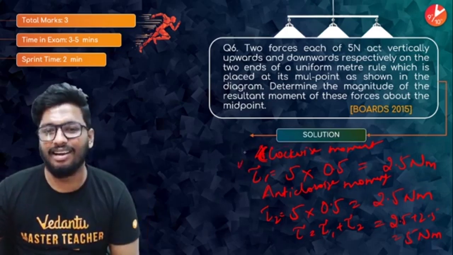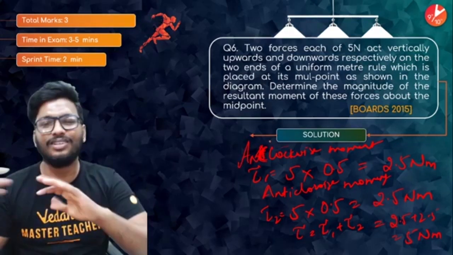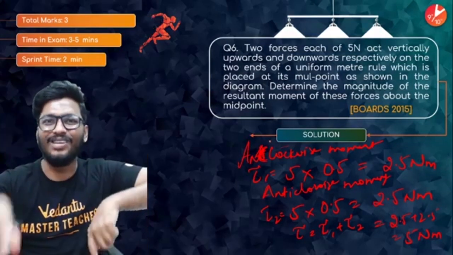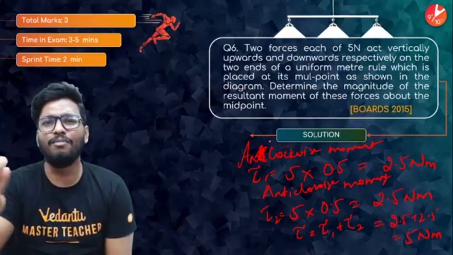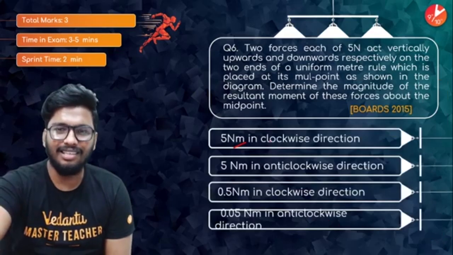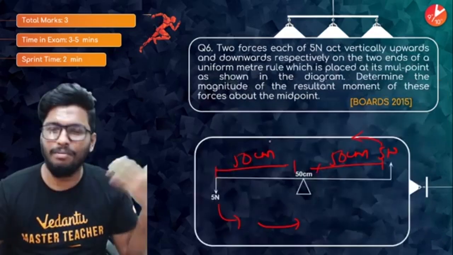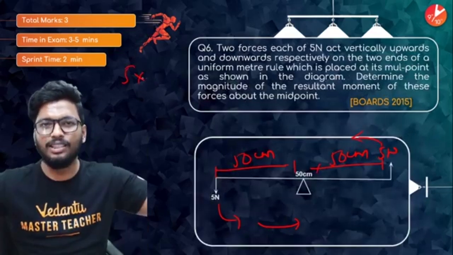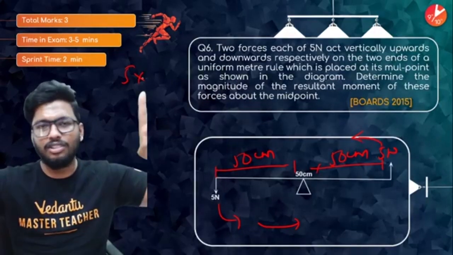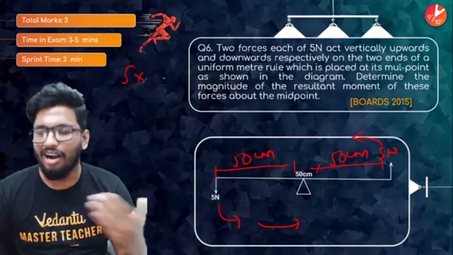So both will be considered anti-clockwise, not clockwise, because I took one as clockwise. Generally we take one side as clockwise and the other side as anti-clockwise. No, basically you can use the formula of a couple itself. Here it's creating a couple force. If you remember the formula of a couple, it's nothing but force into the distance between both the forces acting. So the total distance is 100 centimeters.